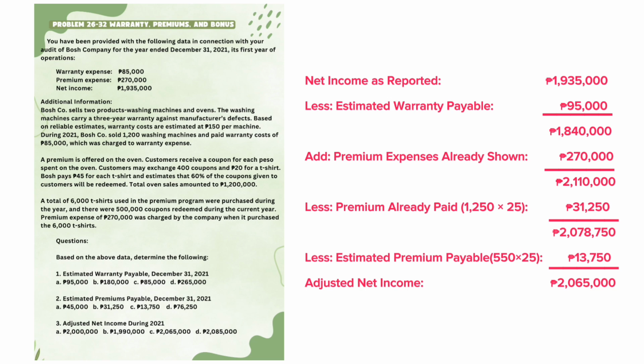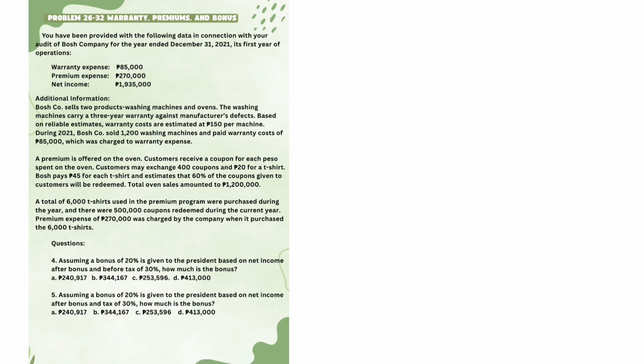So the amount is subtracted from the balance of net income. We have 2,078,750 minus 13,750, which gives the adjusted net income of 2,065,000. So that's it for number 3, adjusted net income. Let's go to question number 4.